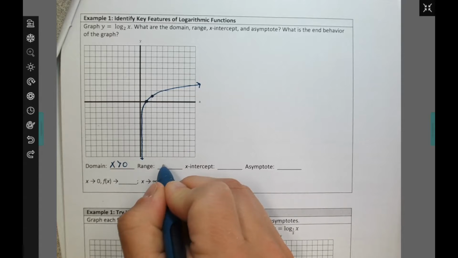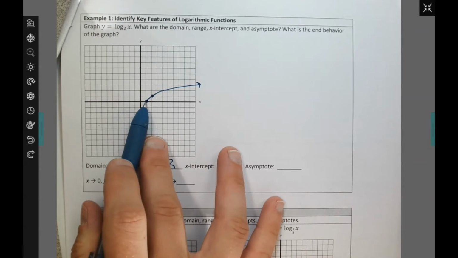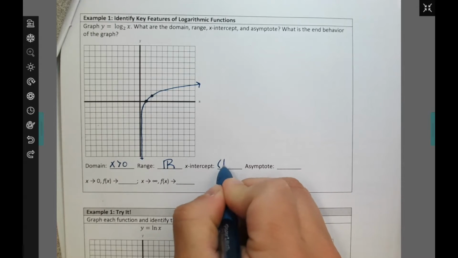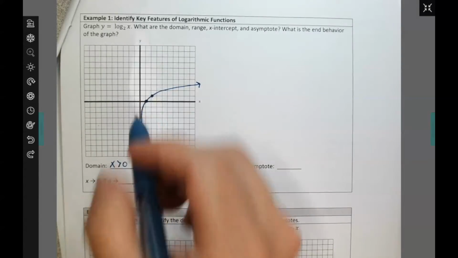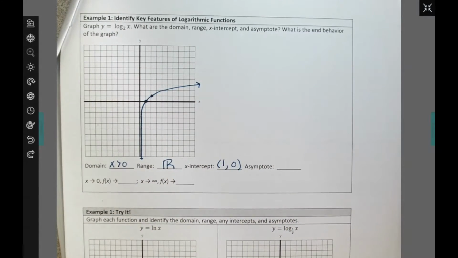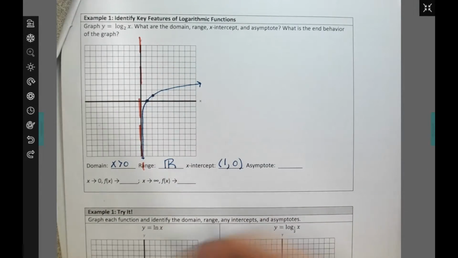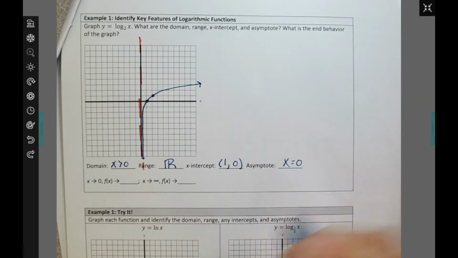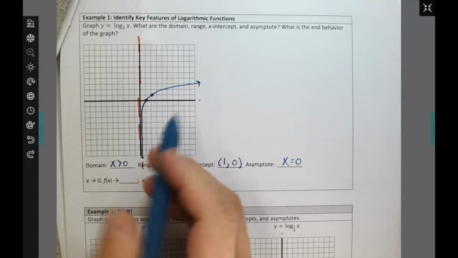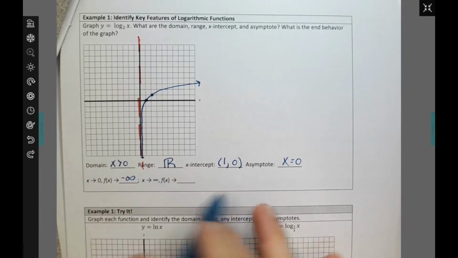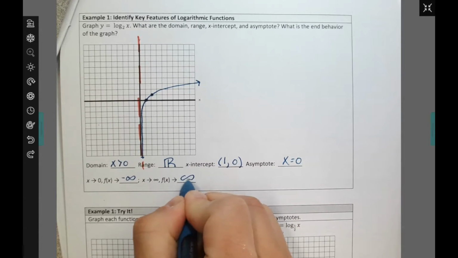Range is going to be all real numbers on this. X-intercept is when y is 0, so I cross at x value 1, so we have 1, 0. My asymptote, so the line I get close to but not touching, is going to be x equals 0, so I'm going to go ahead and throw a dotted line there. And then our end behavior, as x goes to 0, my graph is going down, so we're going to negative infinity. As x goes to the right, okay, we are going up forever, so we are going to positive infinity.